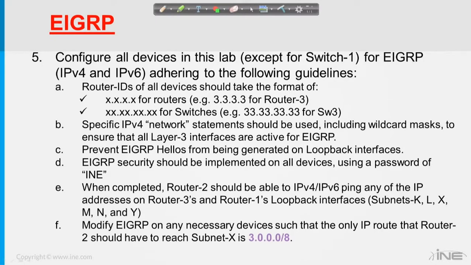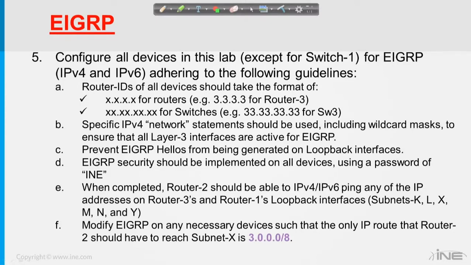Configure all devices in this lab, except for switch 1, for EIGRP, IPv4 and IPv6, adhering to the following guidelines. Then we've got guidelines out the ear. So let's see what our guidelines are here. Router IDs of all devices should take a particular format. And we're told right here what that format should be. So our router IDs are predictable and clearly visible in the output of commands.